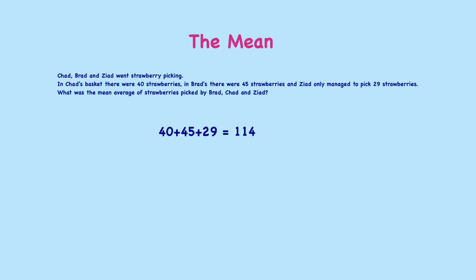And then there are 3 values, 45, 40 and 29. So then we divide by 3. And 114 divided by 3 gives us 38. So our mean is 38.